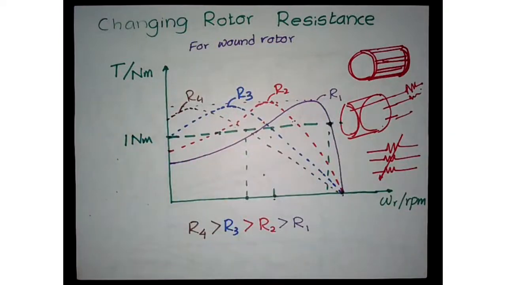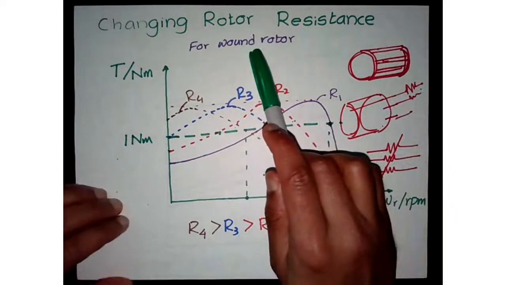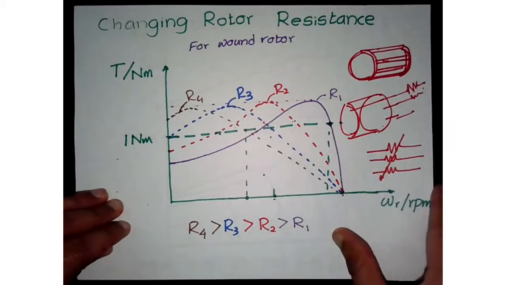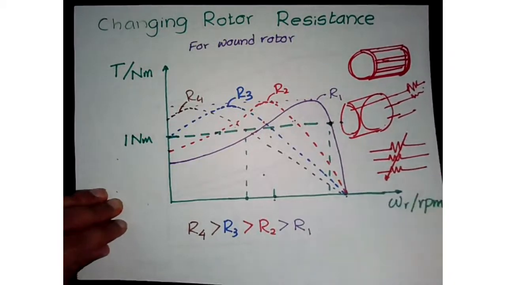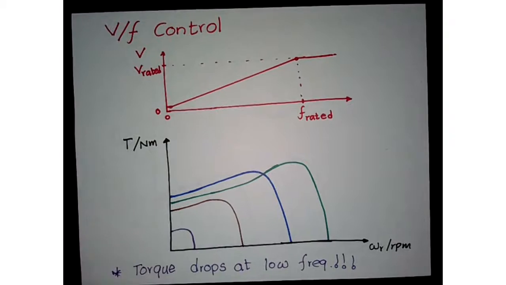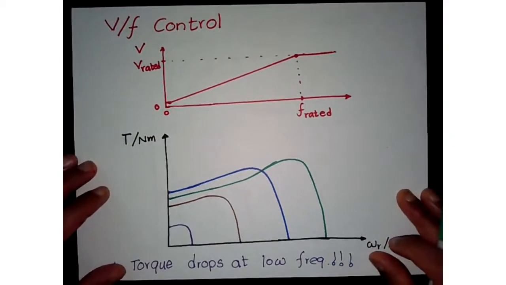So this is a little bit better method than the voltage control, but we need a wound rotor, which tends to be a little bit more expensive in some cases. Okay, so we talked about voltage control, we talked about the rotor resistance control.